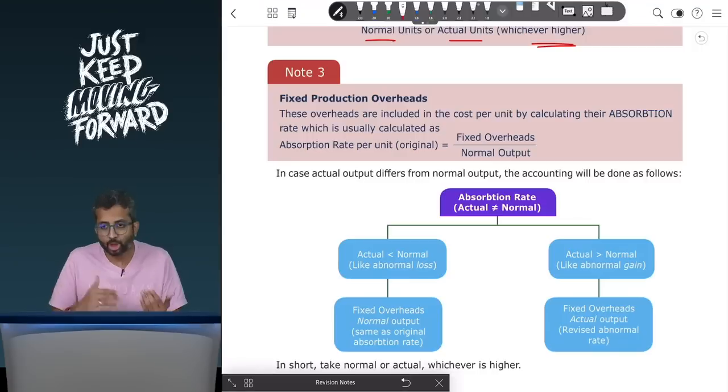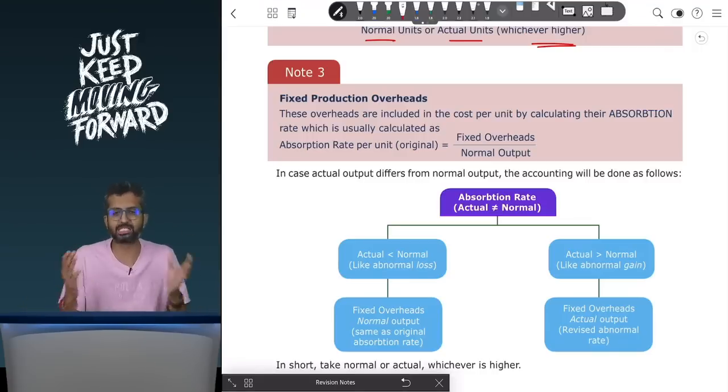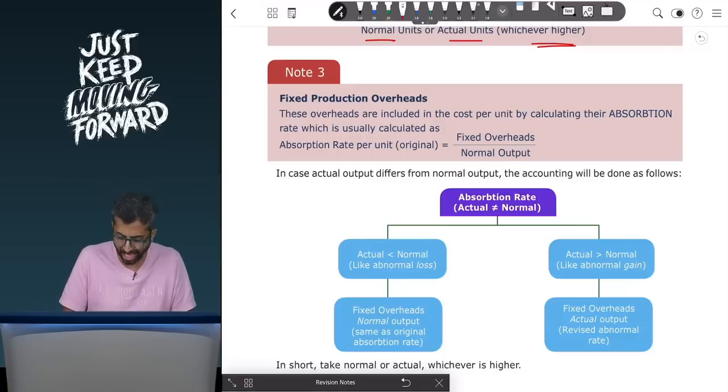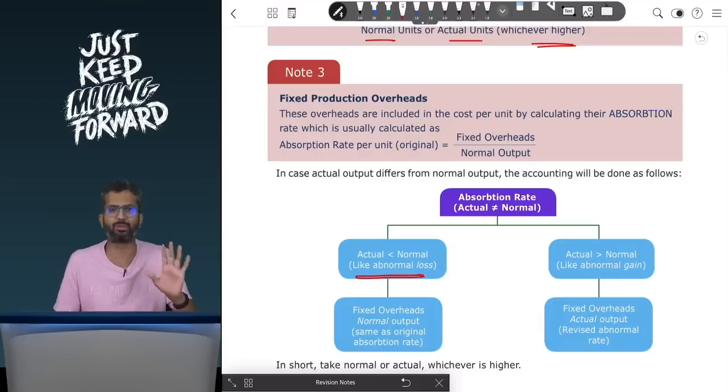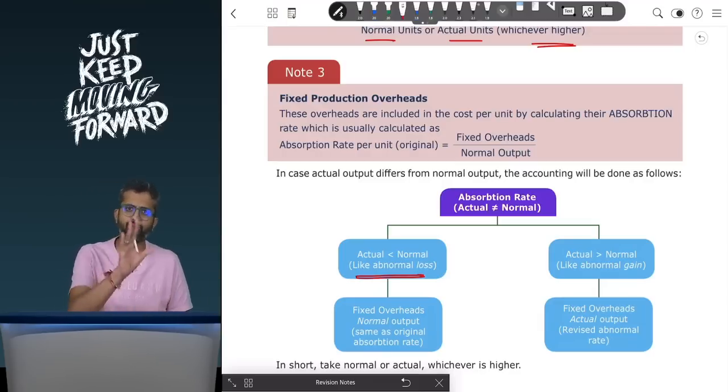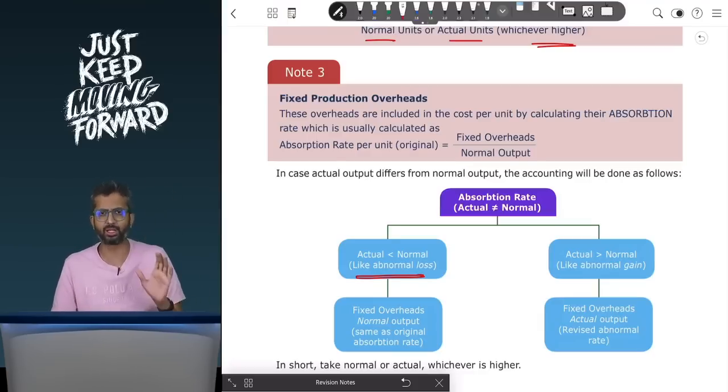However, what if you are manufacturing more or less than normal? That is due to probably an abnormal event. If your actual output is less than normal, you expected 10,000 but could manufacture only 8,000, you will still calculate your absorption rate based on the normal units only. That is 1 lakh divided by 10,000, and hence rupees 10 per unit.